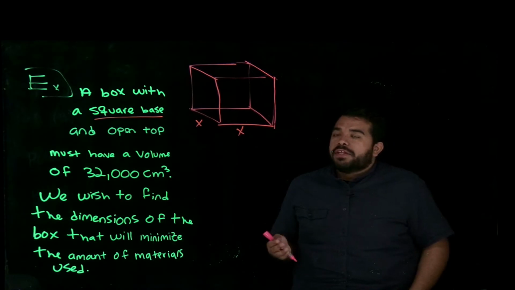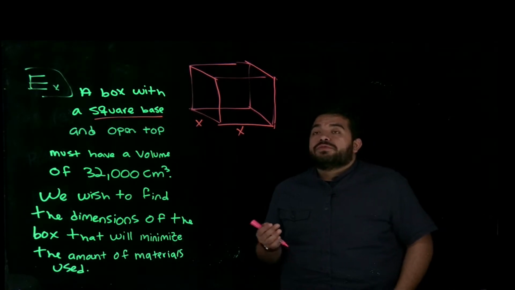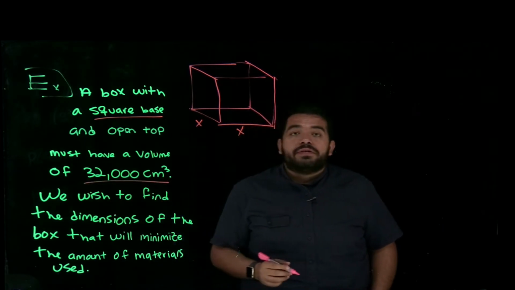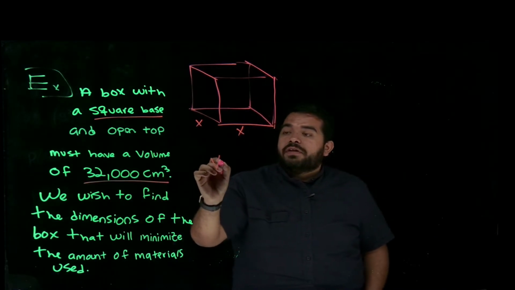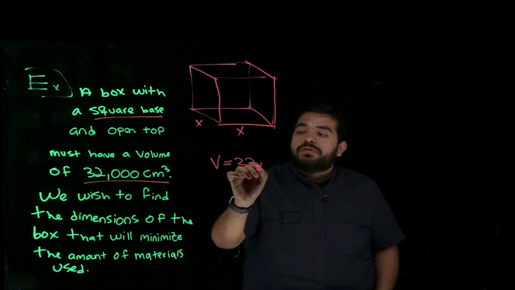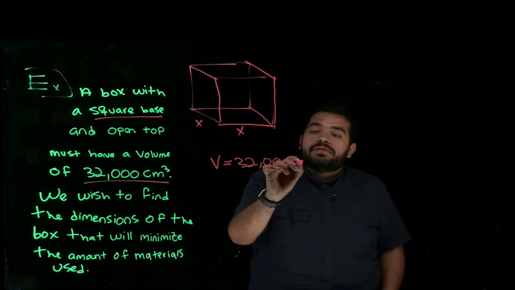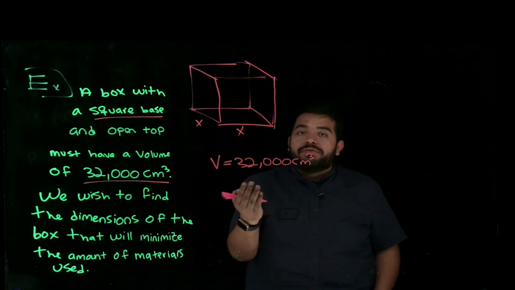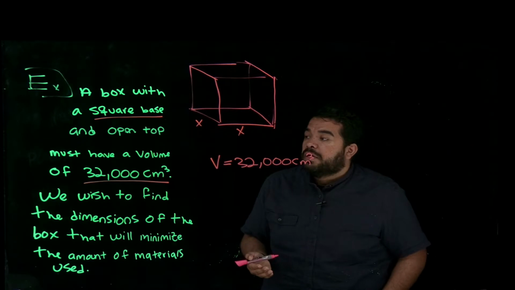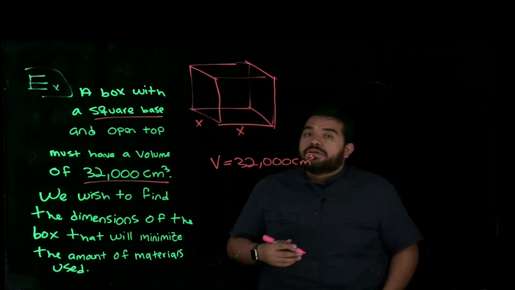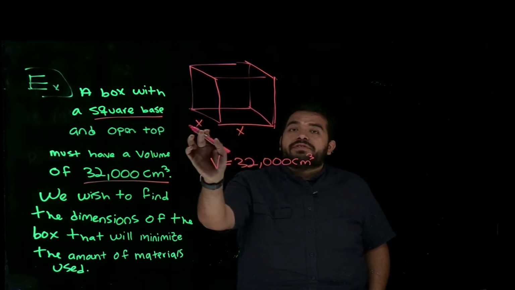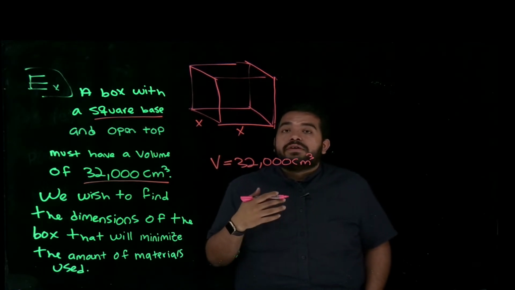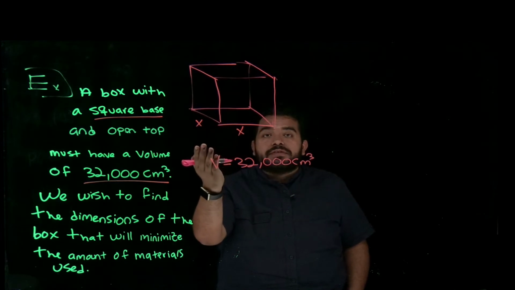All right, so the way that I would approach this problem is we do have some information given to us, right? We know that the volume has to be equal to 32,000 centimeters cubed. This is a given, so we have to consider this true, and we have to make sure that this is always true. The next thing we have to do, because we don't know the dimensions, which is what we're trying to find, is remember the formula for the volume of a figure that looks like this.